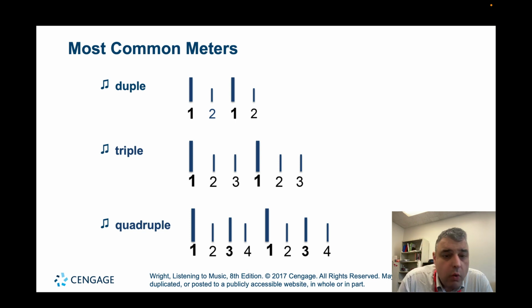And then quadruple meter is going to have four beats in a measure, and the first and third beats are going to be stronger, where the second and fourth beats are going to be weaker. So it's going to be like a 1, 2, 3, 4, 1, 2, 3, 4. Let's go listen to each musical example in each of these common meters and see if you can feel the rhythm that's associated with this meter.